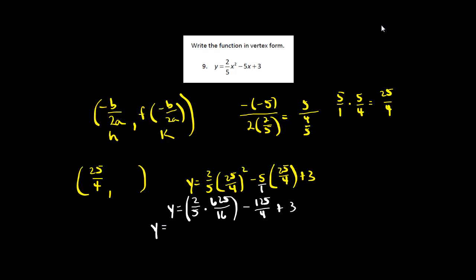So y equals, there's a couple things we can cancel here. 2 goes into 16 8 times. 5 goes into 625 125 times. So we're going to have 125 over 8. Let me just erase this here. It's going to be over 8.